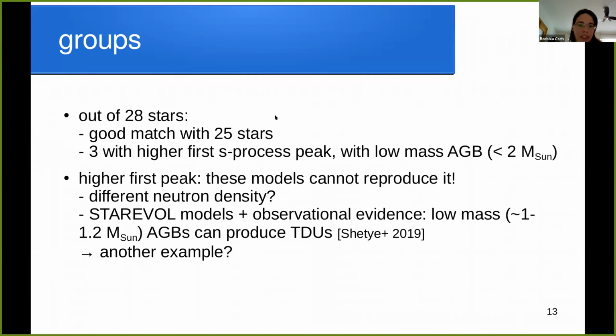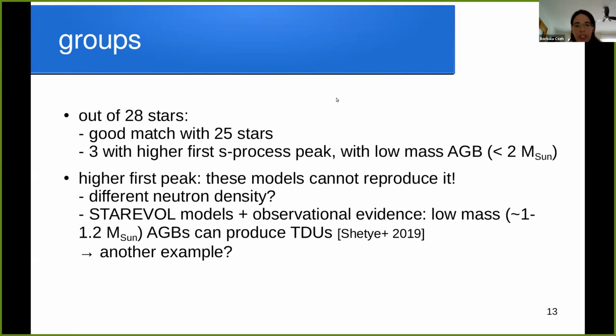But what is happening here? So as we have seen, these models from the Fruity and Monash models cannot reproduce this first peak. Maybe they need a different neutron density. But Shreeya showed in an earlier paper that they were able to match with star-evolved models low mass S-type stars or AGB stars. So this might be another example of this.